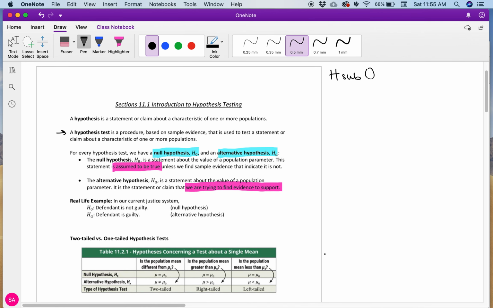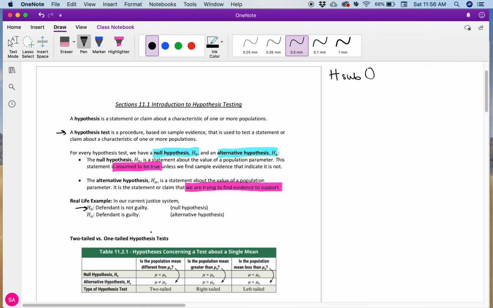So let's look at a real world example, and then we'll dig into some examples that more apply to this course. But in the real world, think about our current justice system. If someone's charged with a crime, the defendant, and they go sit in front of a jury, we are supposed to assume the defendant is not guilty, right? Innocent until proven guilty. That's technically what we should be doing. That doesn't always happen because we're humans, but we're supposed to assume the defendant is not guilty, and that would be the null hypothesis.